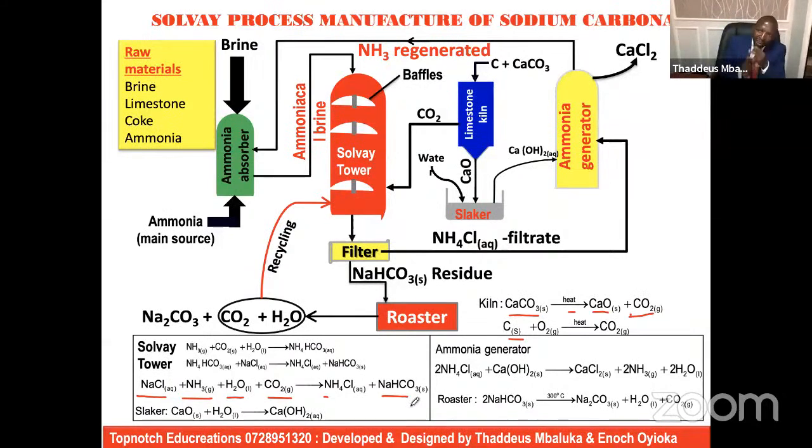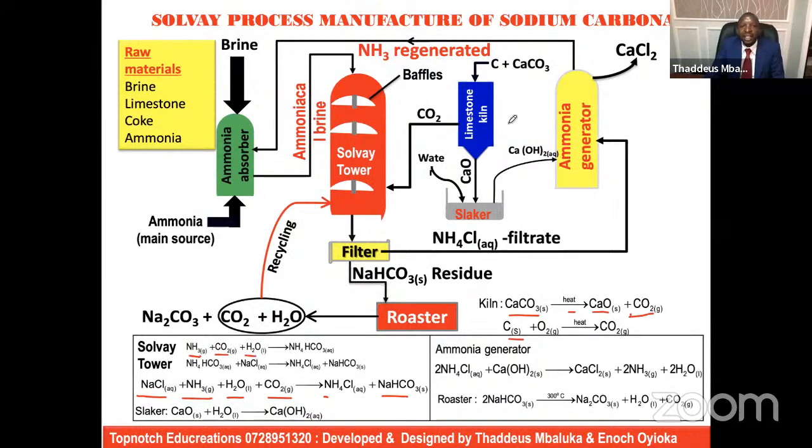Remember the reagents. We have sodium chloride, we have ammonia, we have carbon dioxide, and we have water. Those four, when they react, give you ammonium chloride plus sodium hydrogen carbonate. Before we go to what happens after that, remember somebody can tell you to write two reactions that occur in the Solvay tower. So we start with the equation that occurs in the upper part.